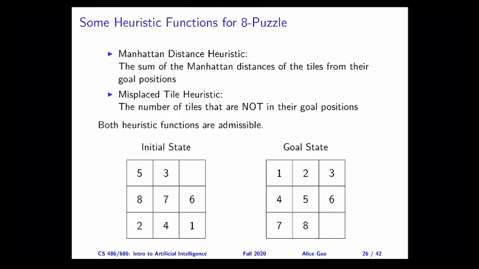How do we calculate the Manhattan distance heuristic? Given a particular state, we need to consider every non-empty tile. We will calculate the Manhattan distance between the current position of the tile and the goal position of the tile. Add this value for all the non-empty tiles together, and we get the heuristic value. Let's calculate the Manhattan distance heuristic value for the initial state on the left on the slide. Please pause the video and calculate this value yourself, then keep watching for the answer.